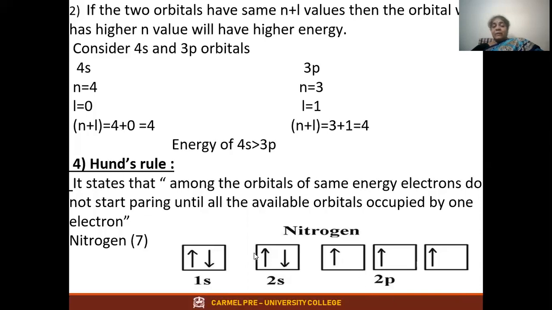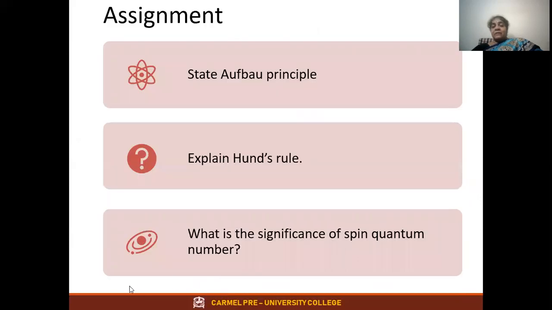So that is why, whatever 3 electrons you have for nitrogen for the p orbital, 4 electrons already you have allotted here. For 1s we have allotted 2 electrons. For 2s we have allotted 2 electrons. But when it comes to the p orbital, you have 3 electrons, so put 1 electron each, until all the available orbitals are occupied by 1 electron. That is what Hund's rule is. So that is what you have to write here for this question. Explain Hund's rule.